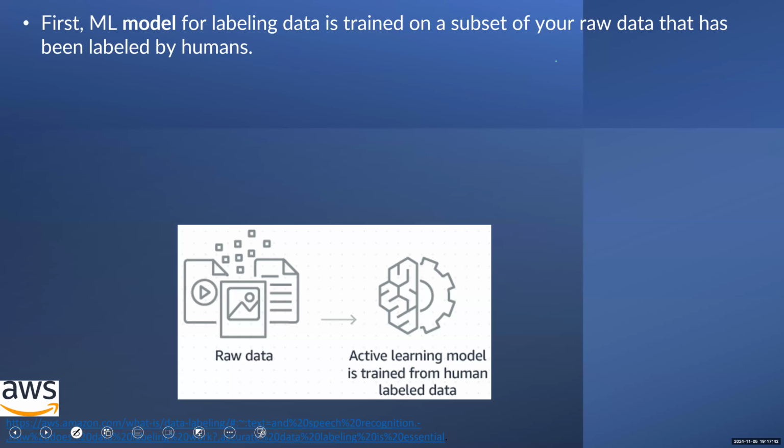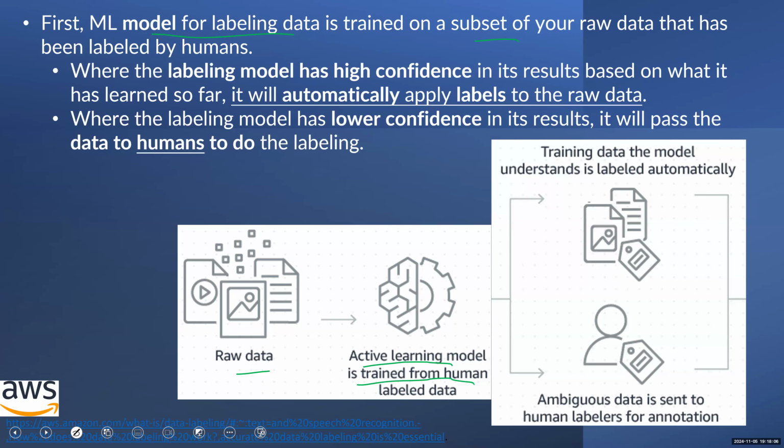All right. Another example from Amazon Web Services, AWS. You can also have a look here: first, an ML model for labeling data is trained on a subset of your raw data that has been labeled by humans. So for the raw data, humans help to label a subset of it. The active learning model is trained from human labeled data. Where the labeling model has high confidence in its result based on what it has learned so far, it will automatically apply labels to the raw data. Where the labeling model has lower confidence, meaning the weight is low, it will pass the data to humans.